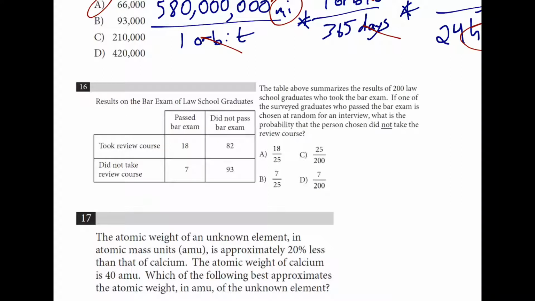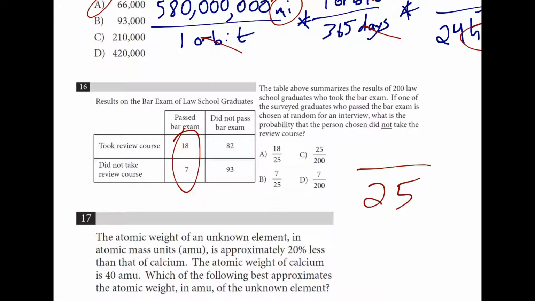Number 16. The table to the left summarizes the results of 200 law school graduates who took the bar exam. If one of the surveyed graduates who passed the bar exam is chosen at random for an interview, what is the probability that the person chosen did not take the review course? So how many graduate students passed the bar exam? That's this entire column, 18 plus 7. So on the bottom of my fraction, I'm going to put 25.